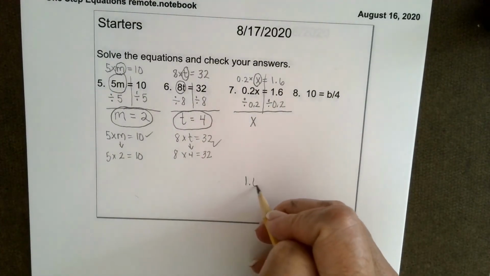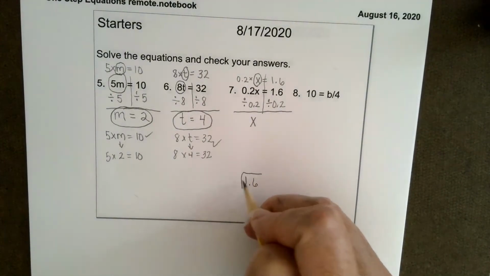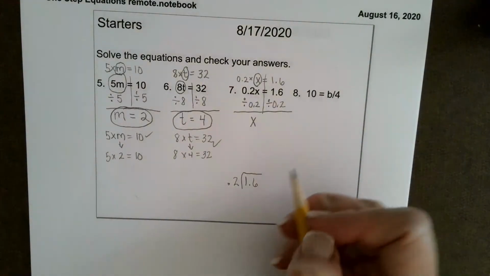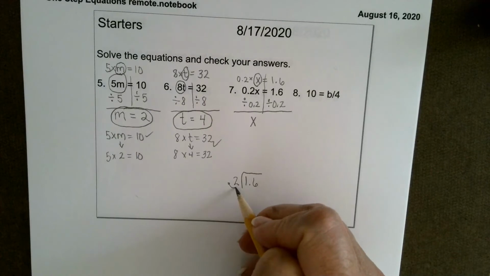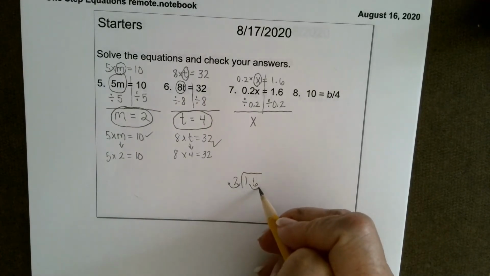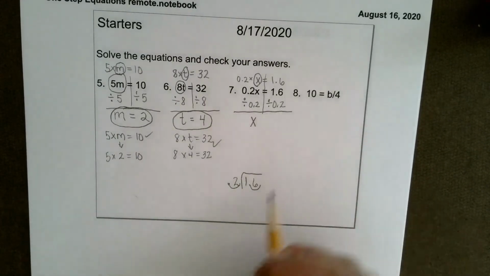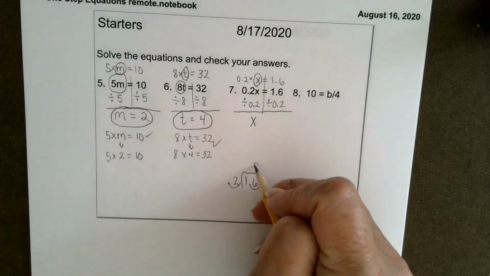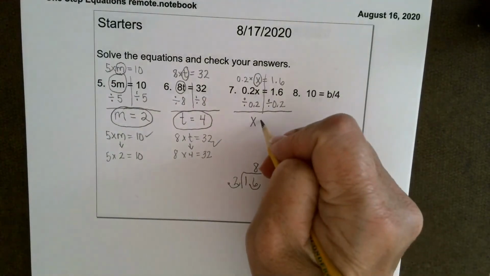And then 1 6/10 divided by 2/10 we can do down here. 1 6/10 divided by 2/10. Can't divide by a decimal, so we move that over one place. We move this over one place, so it's at the end. And then it's just 16 divided by 2, which is 8.